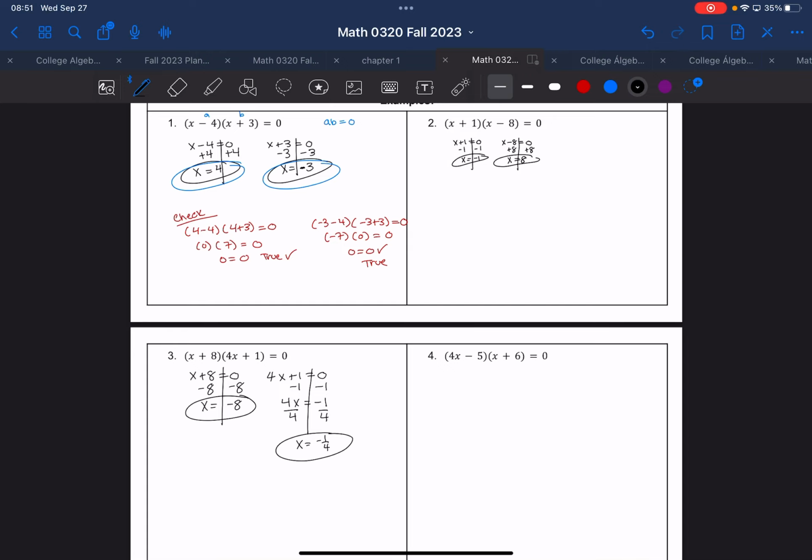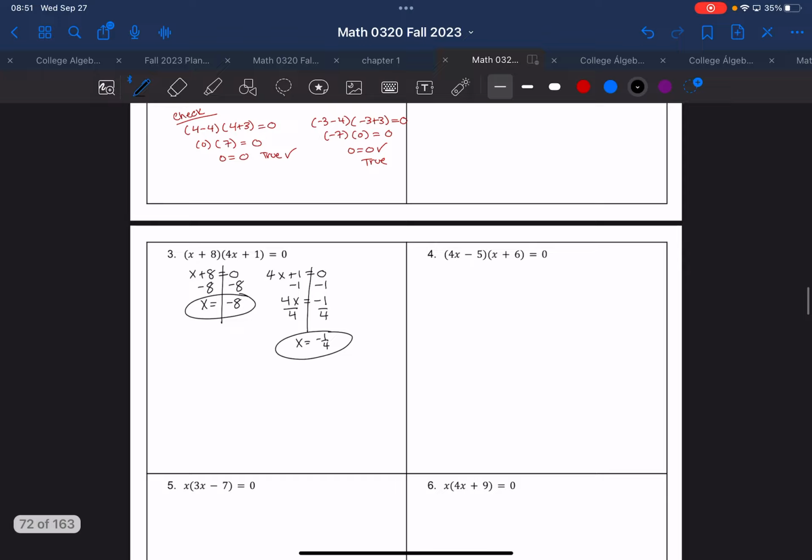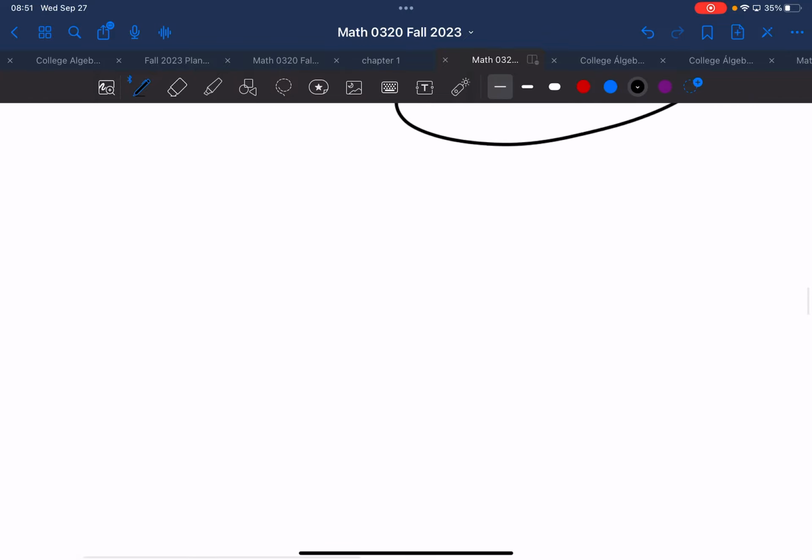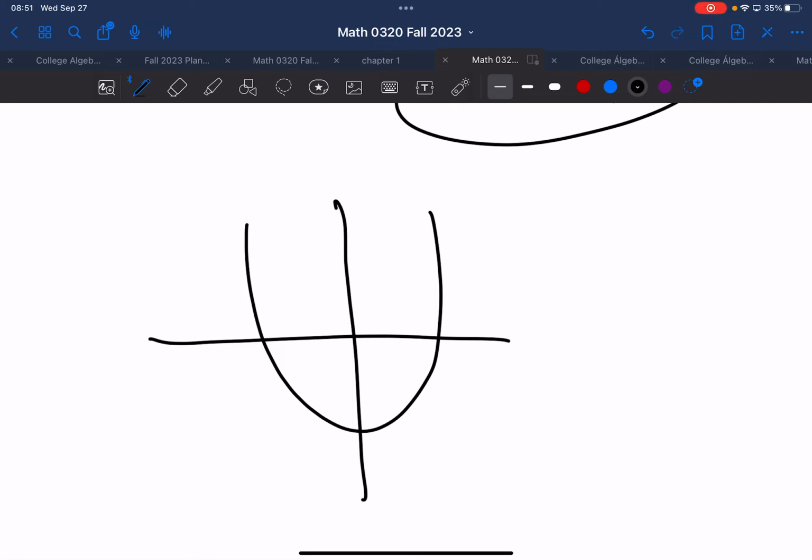And notice that each of them have 2 x-intercepts, because if we were to just draw the simple graph of a quadratic, most times it's going to cross twice at the x-axis. So what we're finding here when we solve are these x-intercepts. Okay, so just keep that in mind for future.